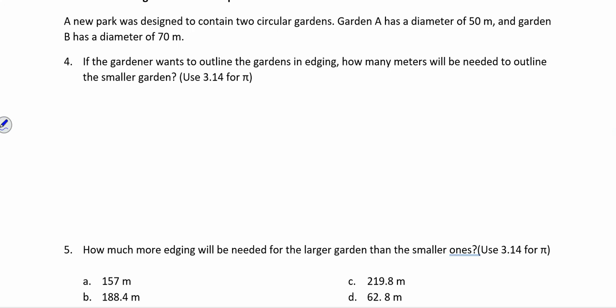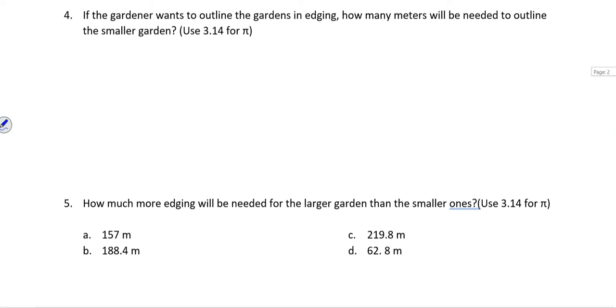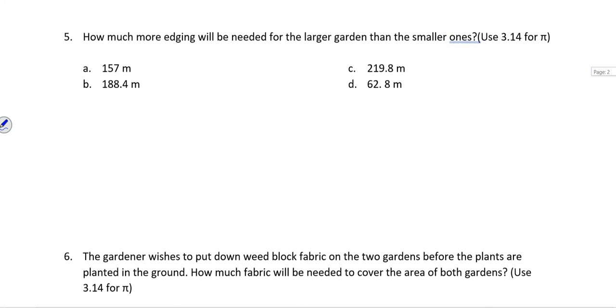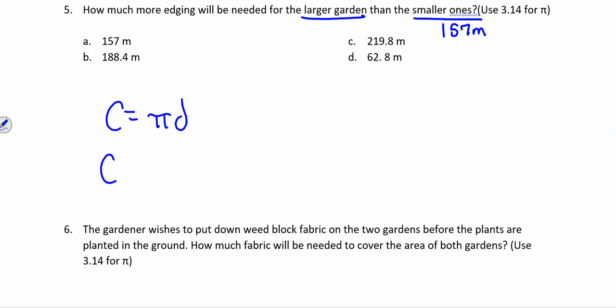All right, number 5. How much more edging will be needed for the larger garden than for the smaller garden? Well, we already know the smaller garden was 157 meters. So now I need to find out how much circumference is for the larger garden. So that's C equals pi times diameter again, or C equals 3.14 times 70. 3.14 times 70 is 219.8 meters.